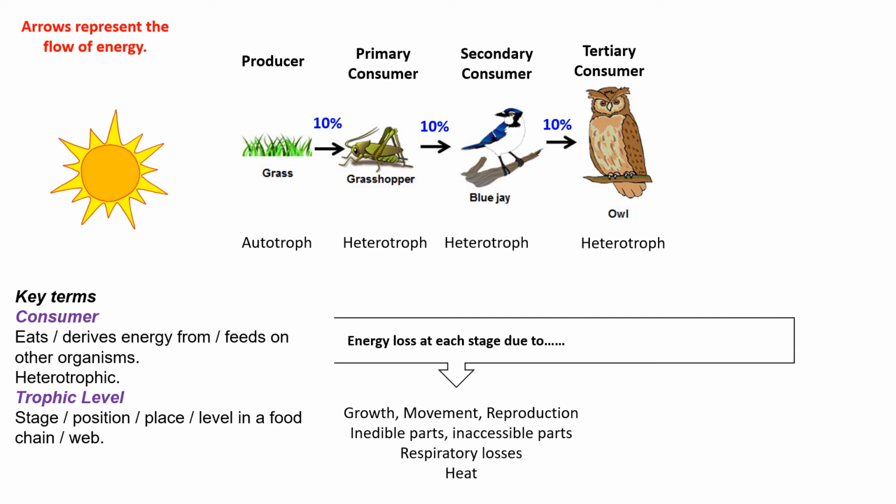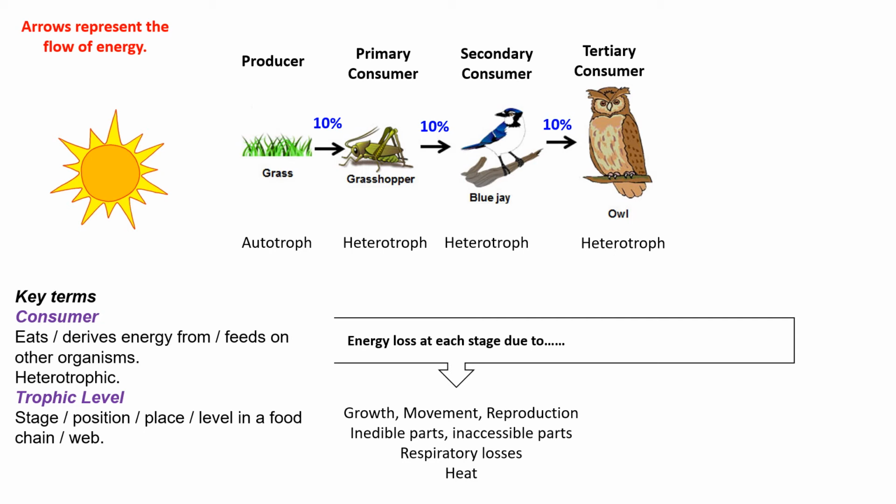And you can see roughly about 10% of energy is transferred from one member of this food chain to the next. Each of these are called trophic levels. So we've got some key terms down here. A consumer eats or derives energy from other organisms. It's heterotrophic. And then we've got trophic levels.